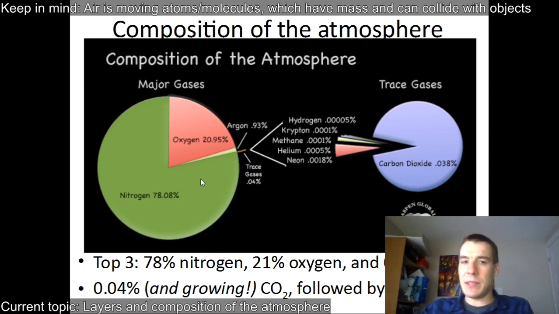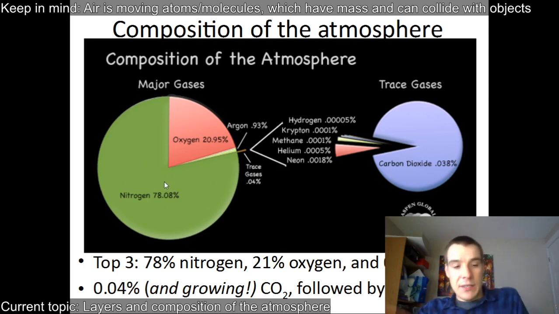Doesn't really matter. It's pretty close anyway. Nitrogen is our biggest component. 78% of the atmosphere is nitrogen, and oxygen is 21%. Now 78 plus 21 is 99. So 99% of the atmosphere is just oxygen and nitrogen. And the nitrogen is the biggest part, it's the 78%. So nitrogen, 78%, oxygen, 21%.